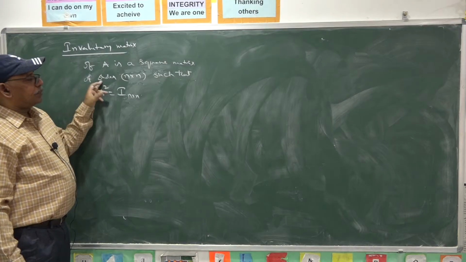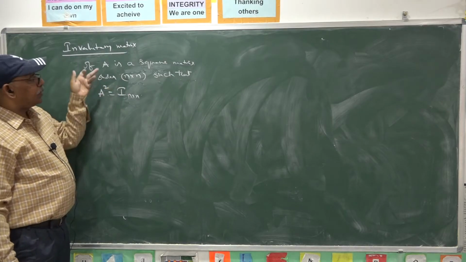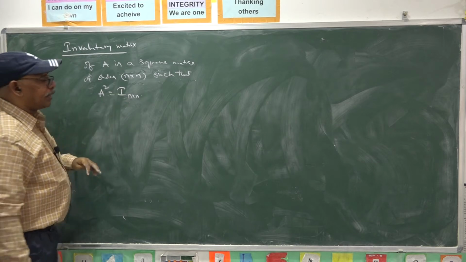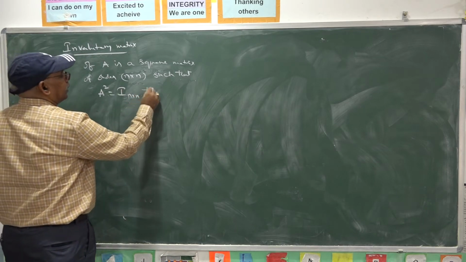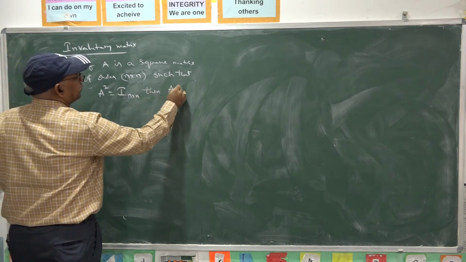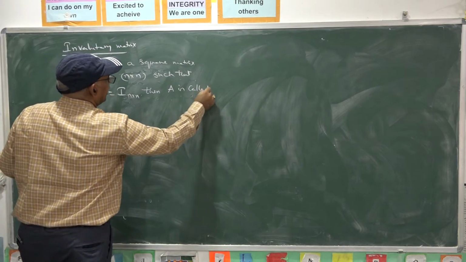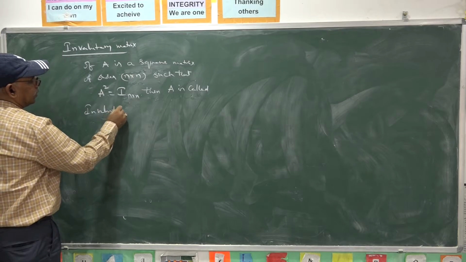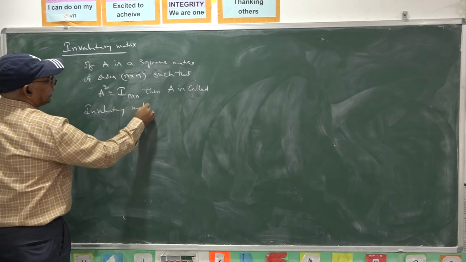A is a square matrix of order n by n such that the square of that matrix, A square, is the unity matrix of n by n. Then A is called an involutory matrix.